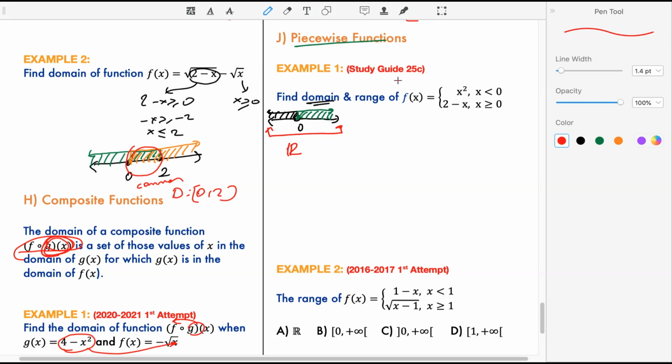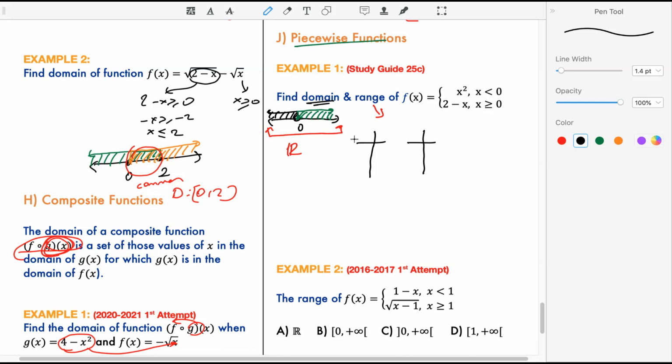So this is different than composite or combination of functions. We take the union. We don't take the intersection part for domain and range. For the range, this is not that simple. We need to make a table. We studied how to make a table, how to find range of these kinds in grade 11. So let's do the same. I'm gonna make two different tables.